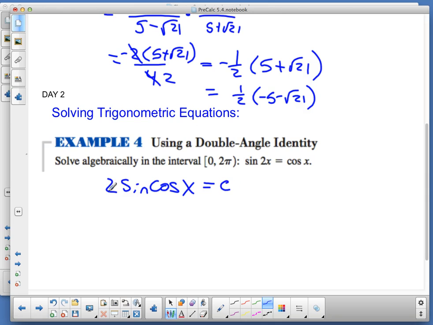Equal cosine x. Now, I'm solving. I am not writing an identity. The difference, when I solve, I get to cross the equal sign and let things mix. I don't have to make it look like the other because I'm actually solving this. So now I'm going to get everything over to the left, equal to 0. Now I'm going to factor out a cosine x.